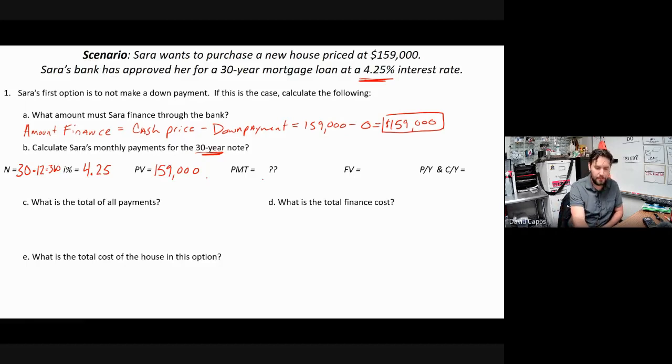All right, we're trying to figure out the payment here. The future value of her loan, we want it to be $0. We're trying to pay the whole thing off. And obviously we're compounding 12 times a year, making payments 12 times a year. So there's our TVM solver right there. So we'll put that into the calculator here.